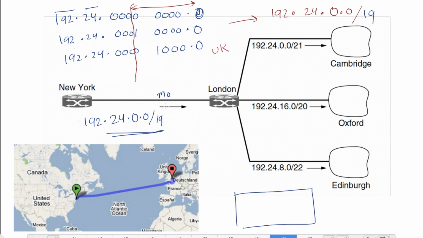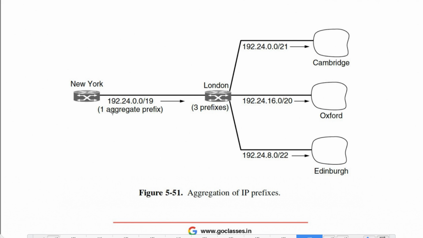So in the routing table of the New York router, it should be like this. Let's suppose this interface is M node. If some packet is coming for this network, then it should get forwarded to M node. This is the routing table for New York, right? So you are forwarding from New York to UK. See here, we only have one aggregated prefix, which is 192.24.0.0/19. And here we have three different IP addresses, three different networks. So once it comes to this router, it obviously has to have these three entries. So it will distinguish to which university this packet is going. That's how supernetting works. I hope you got the idea.